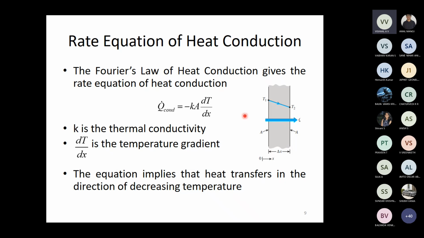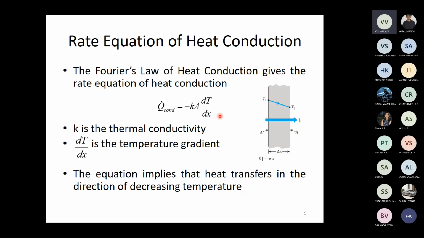Okay, we use this equation. Now let us come back and look at this equation much closer. You can see that heat conducted is directly proportional to the conductivity, the area, and the thermal gradient. That means when the conductivity is high, heat conducted will be high. When the area is high, heat conducted will be high. And when the thermal gradient is high, then the heat conducted also will be high.